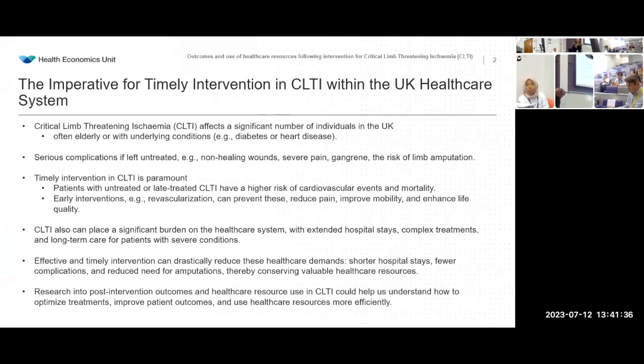Critical limb threatening ischemia is a highly prevalent disease. It is characterized by chronic inadequate blood flow in the limbs, and it's often present in elderly individuals, those with underlying conditions such as diabetes or heart disease. CLTI is associated with increased burden in both patients and the healthcare system. Patients with untreated CLTI face some serious complications such as non-healing wounds, severe pain, gangrene, and unfortunately, sometimes limb amputations.